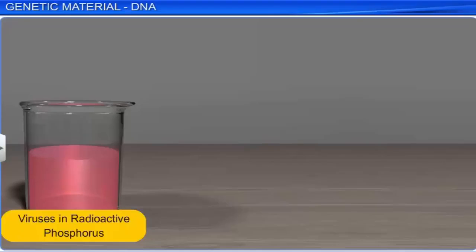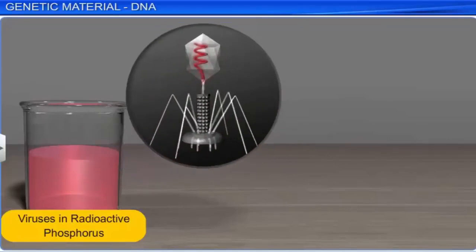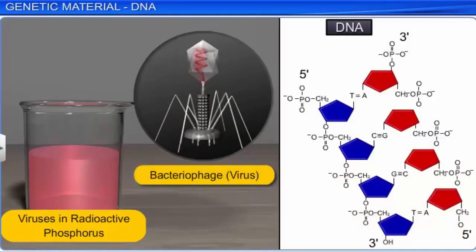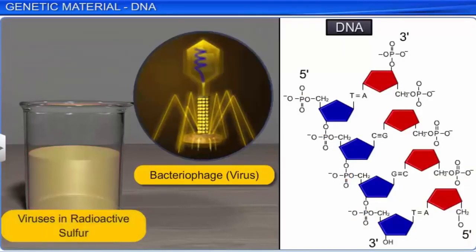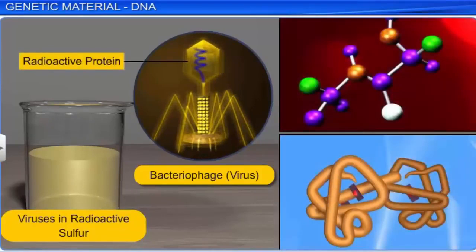As DNA contains phosphorus while protein doesn't, the viruses that were grown in the presence of radioactive phosphorus had radioactive DNA and not radioactive proteins. On a similar note, as DNA doesn't have sulfur like proteins, the viruses grown on radioactive sulfur had radioactive proteins and not radioactive DNA.